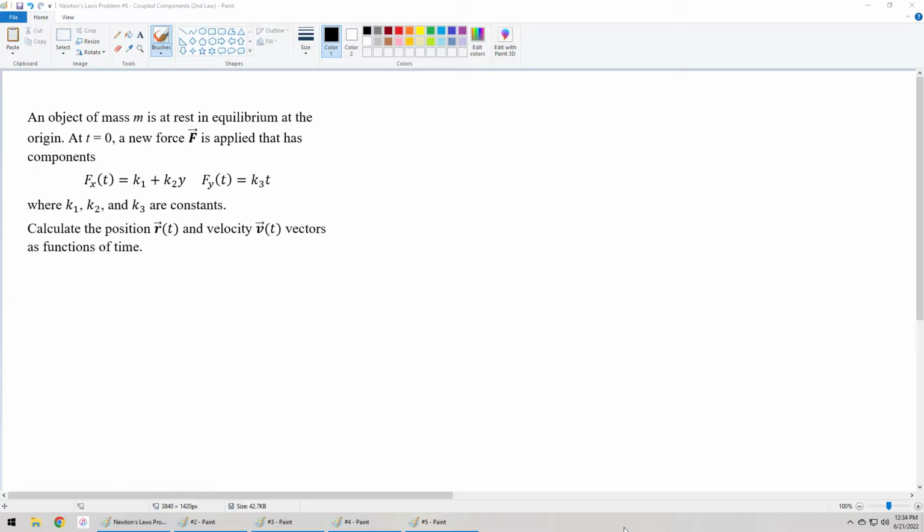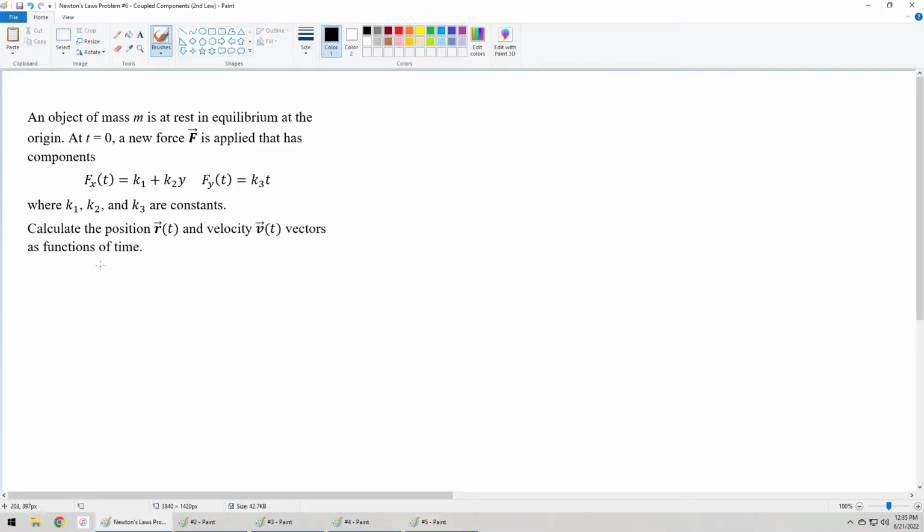And in this problem, we're told that we have an object of mass m that's sitting at rest in equilibrium at the origin. So, all the initial stuff for movement is 0. And then we turn on this new force at t equal to 0 instantaneously that has these following components. And our job is to calculate the position and velocity vectors. And that's a pretty straightforward task.